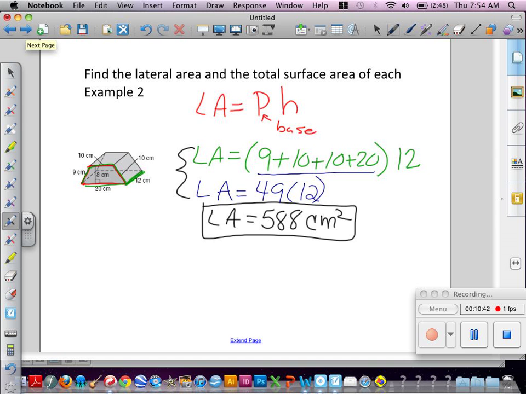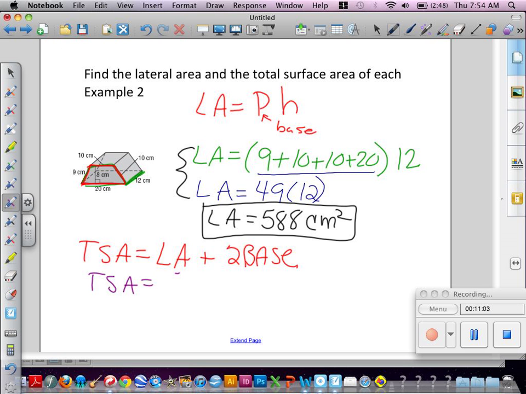So now when I'm going to go and do my total surface area, remember you've got your lateral area plus your two bases. So I'm going to have to find my area of my trapezoid. So my total surface area, I have that. LA is 588. Now I need to find my trapezoid.